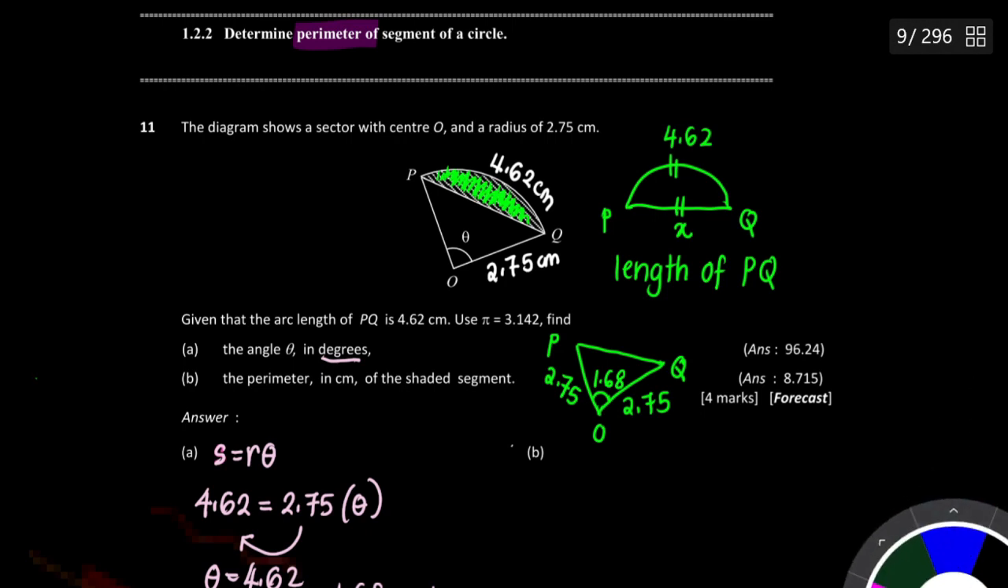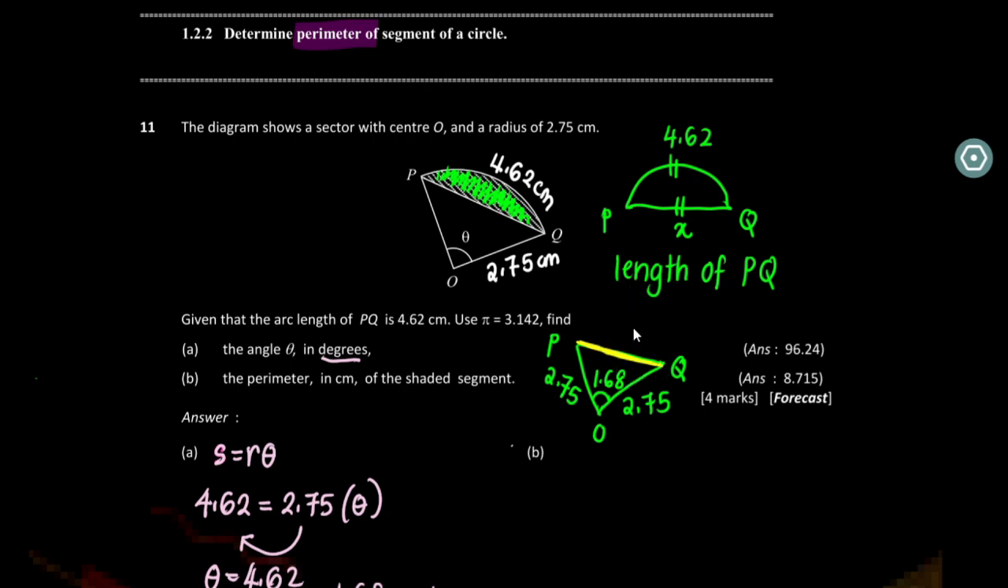Now, you have to recall back to your Form 4. In Form 4, you learn solution of triangles, so you can find the opposite length here. So what formula is it that we can use? We can use the cosine rule. So that means if, let's say, I want to find PQ here.